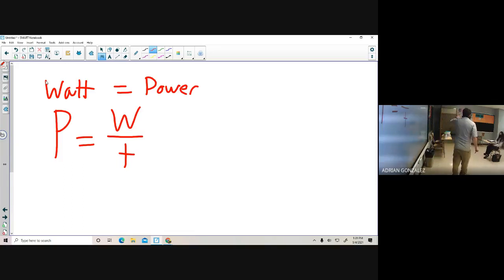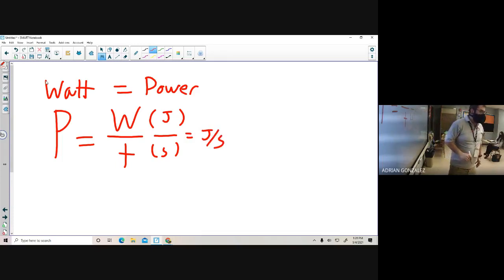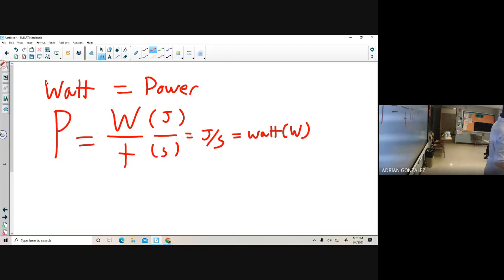Cool, right? That works really, really well. Okay, we know that the unit for work is what? Joules. We know that the unit for time is seconds, so we ended up with a unit of joules per second, yes? But instead of saying joules per second, we just call it a what? Right? This is nothing new. This is old school stuff, right? We've done this.